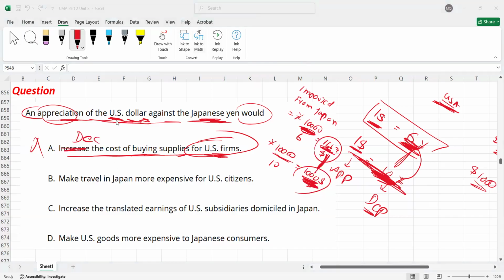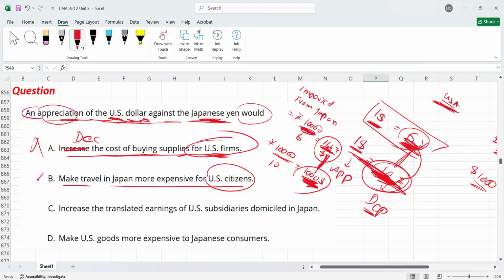Again, second, if appreciation of the US dollar against the Japanese yen would make travel in Japan more expensive for US citizens? No. If you are a US citizen, now you will give only $1 and get 10 yen. Right? Previously, you had to give $1 and you were getting only 6 yen. So will it become expensive for you to go to Japan? No, it will not become expensive. It will become cheaper for you, right? Because you have to give fewer dollars and you can get more yen.